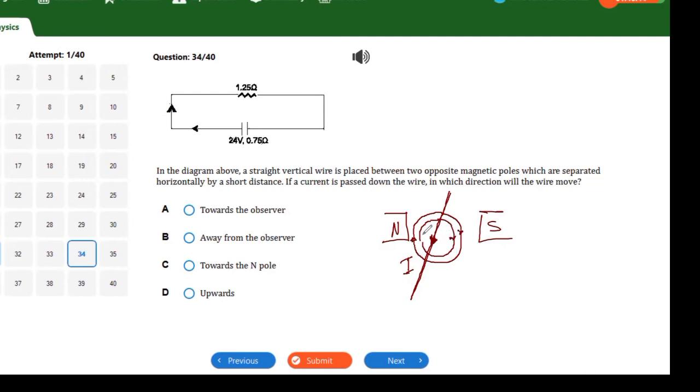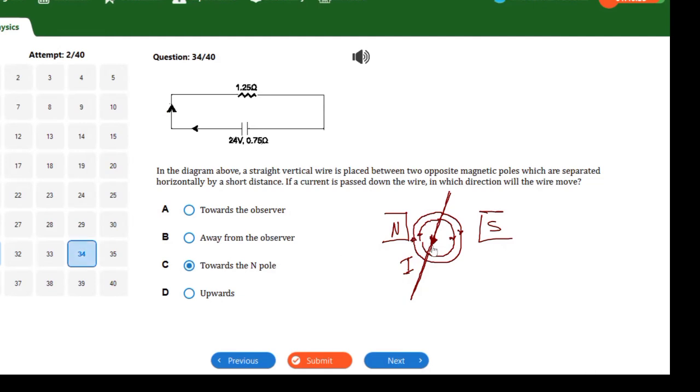The magnetic field will be in this direction. Therefore, moving this particular conductor toward the North Pole. Is that understood? So that is option C.